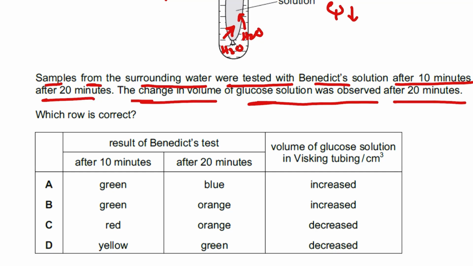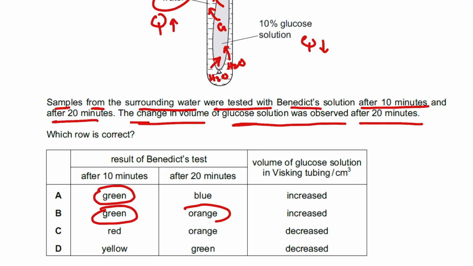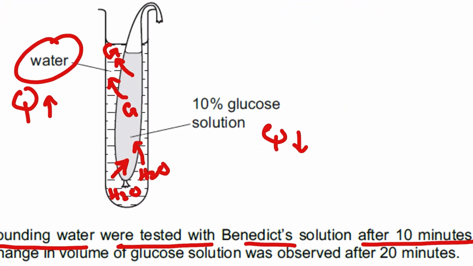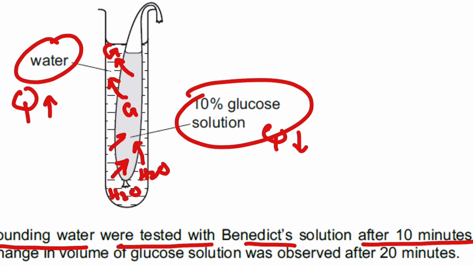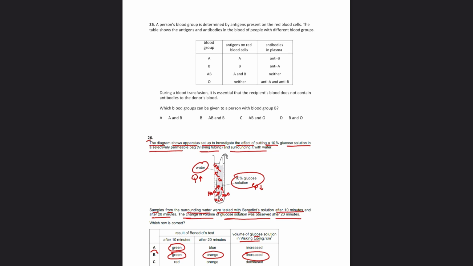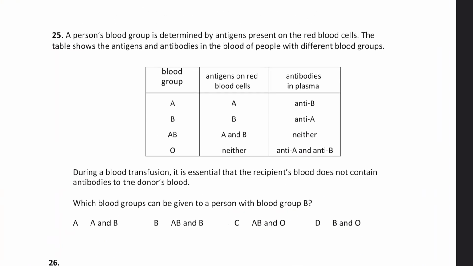After 10 minutes there will be little glucose in the water, so the color with Benedict's will be green, and after 20 minutes there will be a lot of glucose in the water, so the color will become darker and it will become orange. And the volume of the glucose solution in the Visking tubing will increase. Why will it increase? Because water is entering into the Visking tubing. The answer is B. Let's move on to MCQ number 25.